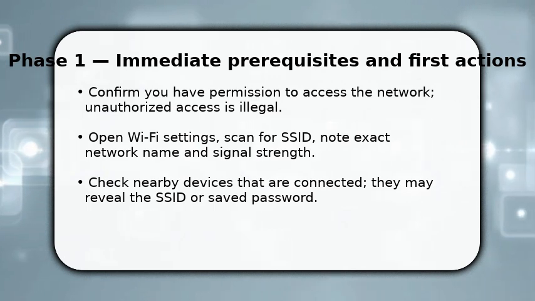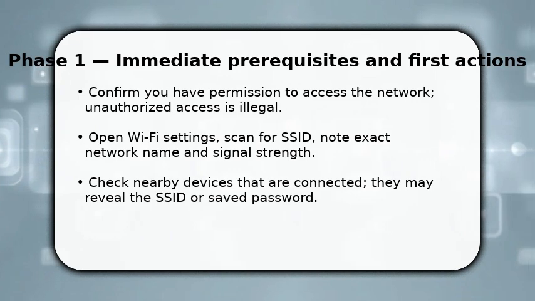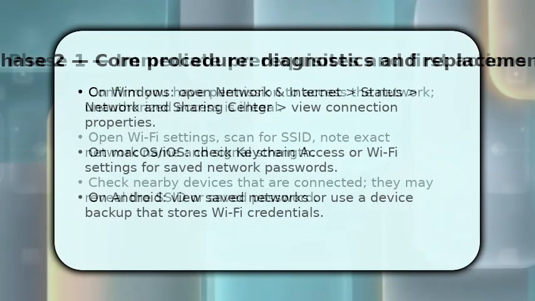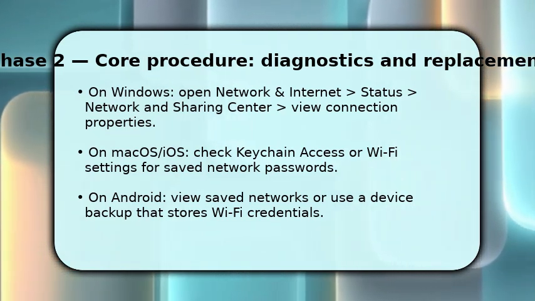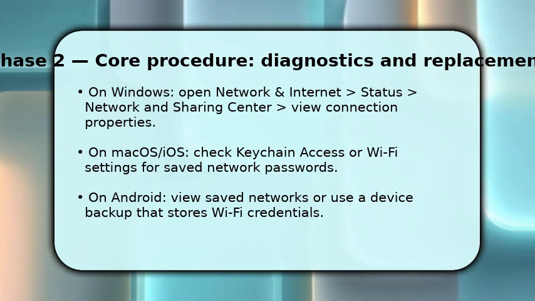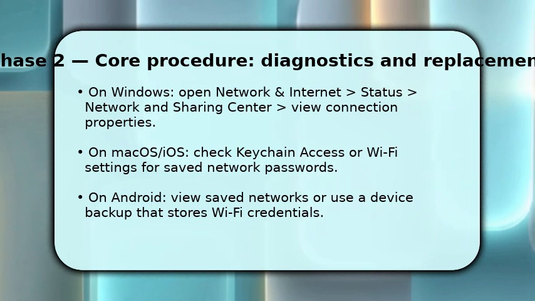Once you've identified the SSID, retrieve stored credentials from devices you own. On Windows, view Wi-Fi properties and reveal the network security key. On Mac OS, use Keychain Access to find the saved password. For iOS, use Keychain via Mac OS or device backup access.